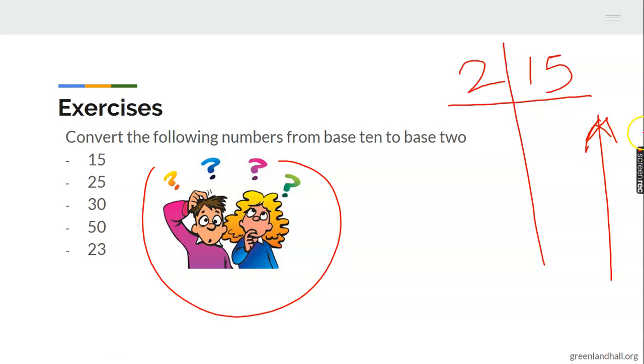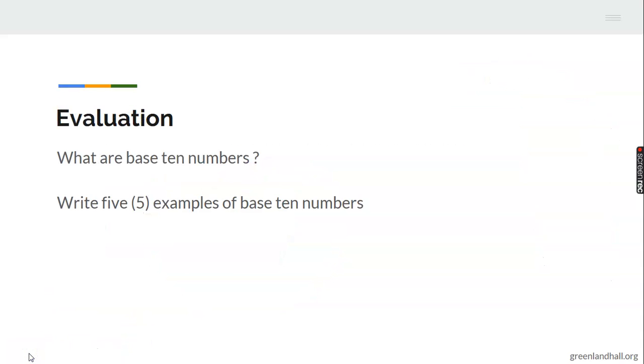So it is an interesting time for us here, and we are glad we could meet you on this platform. Now, evaluation before we run out. What are base 10 numbers? I want to hear you say it. What are base 10 numbers? Nice job. Can you give 5 examples of base 10 numbers? Brilliant. So remember, numbers that don't have points, we refer to them as base 10 numbers.